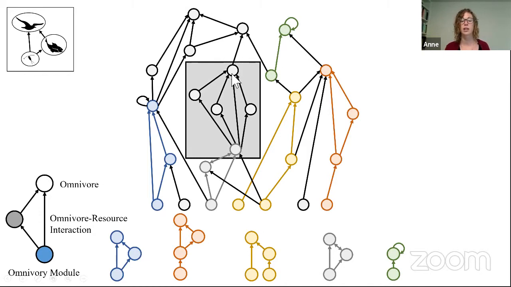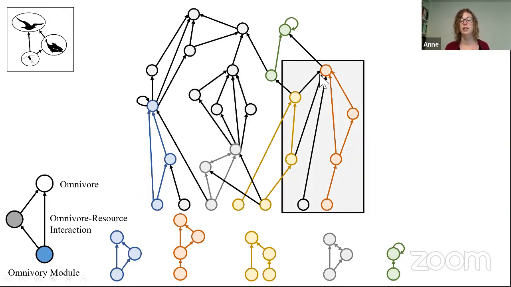You can see that here there's actually one omnivore resource interaction, but there's three omnivory modules and only one omnivore. If we look over here, we actually see that there's three omnivore resource interactions and only one omnivore, and then a bunch of omnivory modules. And so calculating, measuring these things in the same way is very important.